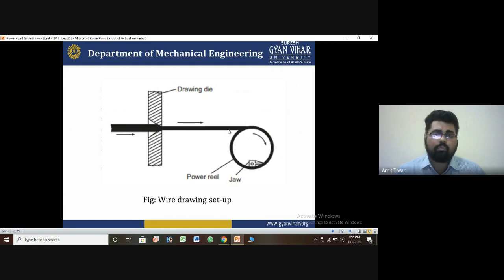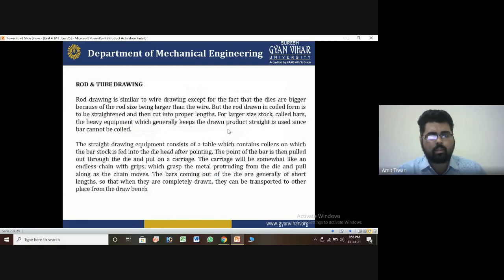So with all this type of functioning, all this type of material to be joined with the help of this, we have to conduct such an experiment for making the drawing. So we can say what is rod drawing and what is tube drawing.